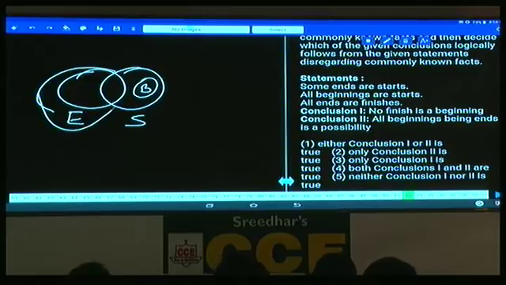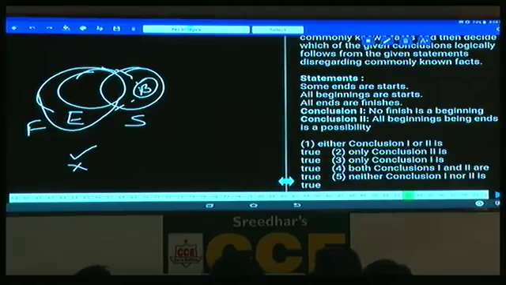Then with the help of this one, no finish is beginning. No finish is beginning, definitely true or not? As of now it is true. All beginnings are ends is a possibility. Now the first one is a negative conclusion. Hence let us finalize this one. No finish is beginning. Now tell me whether I can represent like this or not. Some finishes are beginnings, and the first conclusion is definitely false.